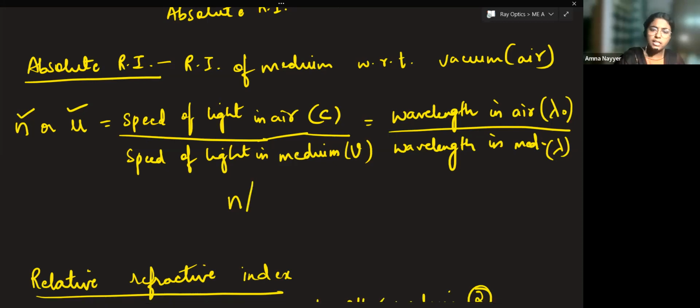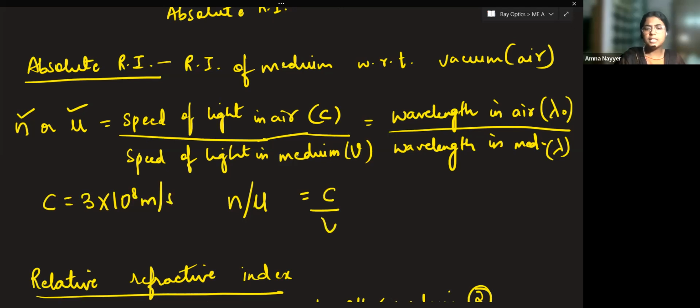So refractive index, with this symbol, is basically the ratio of the speed of light in air to the speed of light in the medium. The speed of light in air we know is 3 into 10 to the power 8 meter per second. This is fixed. But the speed in some other medium we are not aware of. Wavelength of light in air, we don't have a specific value, but air is one medium, and this medium can be some other medium.